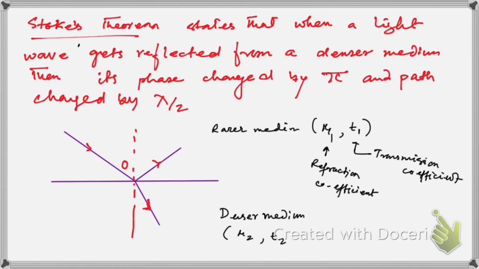So hope you know these things. And the amplitude of this ray is supposed to be small a, right? So now, the amplitude of the reflected ray will be R1 into A, and the amplitude of this one will be T1 A, right?